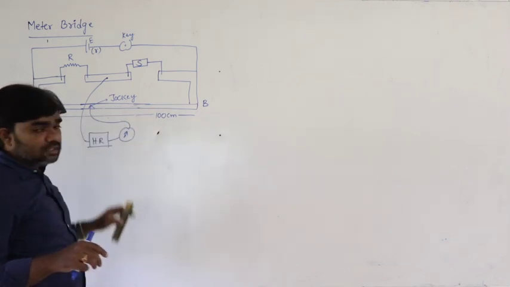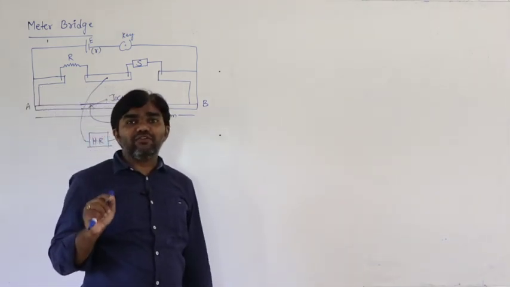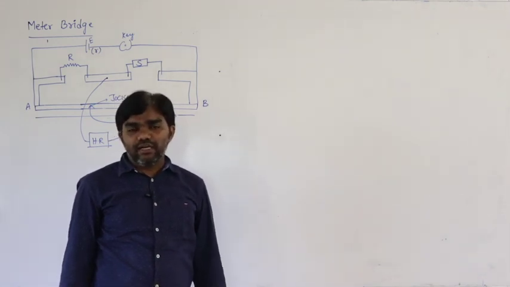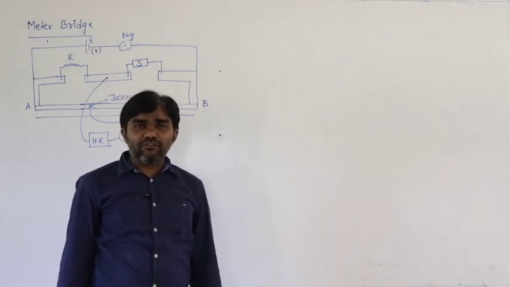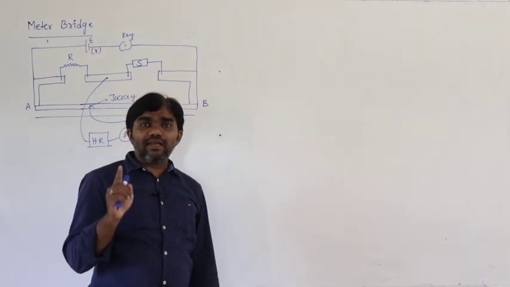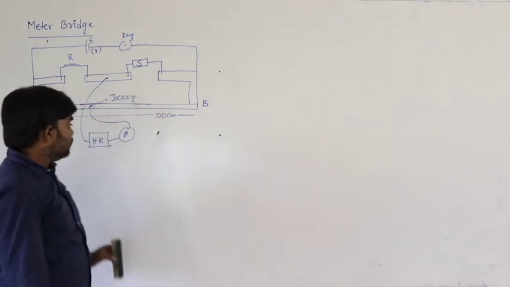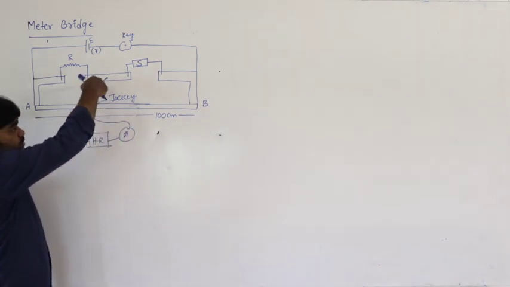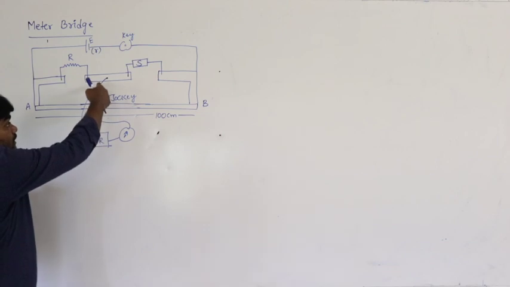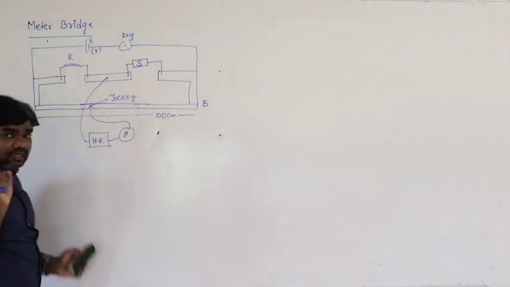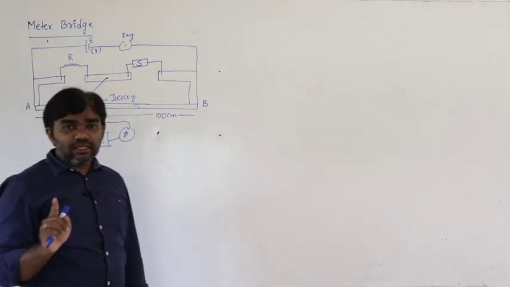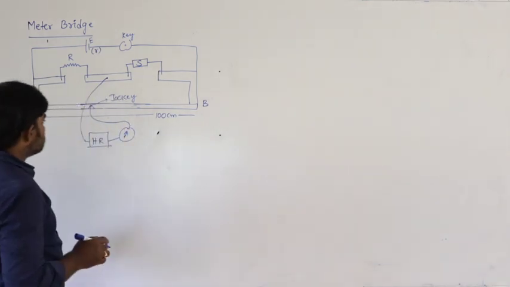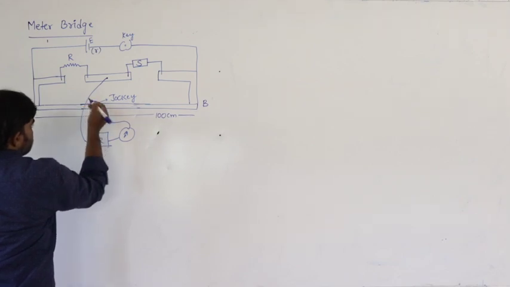At a particular instant, the galvanometer shows null deflection. Galvanometer shows null deflection means that is the balancing condition. That means current does not pass through the middle region. That is considered as the balancing condition. So in this situation, for example, here the bridge is balanced.